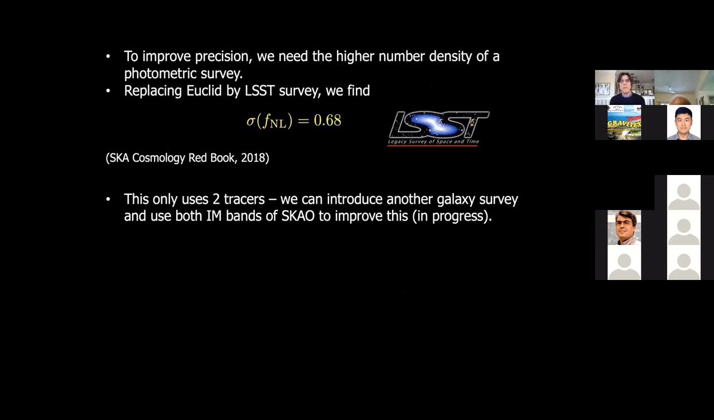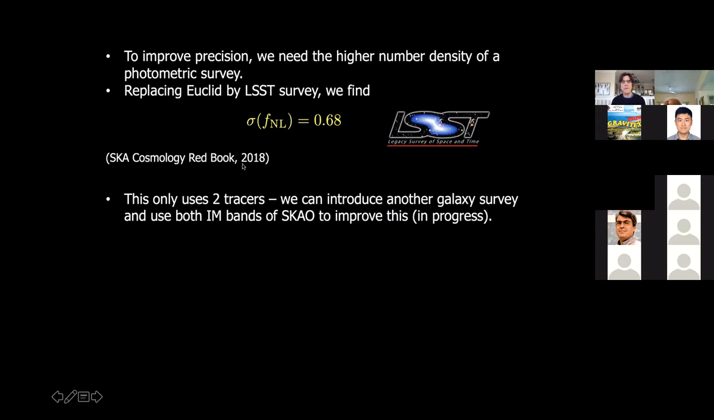So I said I would come back to the question of can we get below 1? It turns out that the way to optimize your multi-tracer, the final step, is really to use a photometric galaxy survey, such as LSST, which has a much higher number density than the spectroscopic survey of Euclid. It turns out that the redshift accuracy is not as important as the number density. So if we replace Euclid by LSST, we can go down to 0.68 for our error.